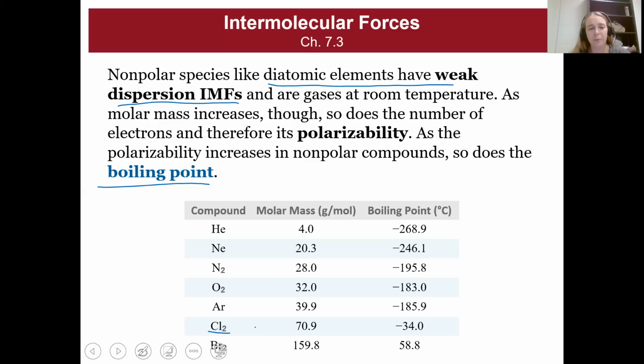We've got chlorine and bromine down there, but we've got a few other ones, some tiny ones like helium, neon, nitrogen gas, oxygen gas, argon. So again, we are increasing in molar mass as we go down the table, and we are likewise increasing in boiling point because we are getting more polarizable molecules.